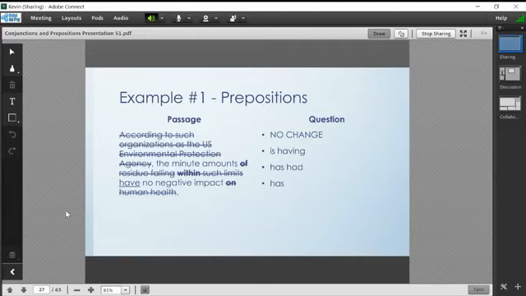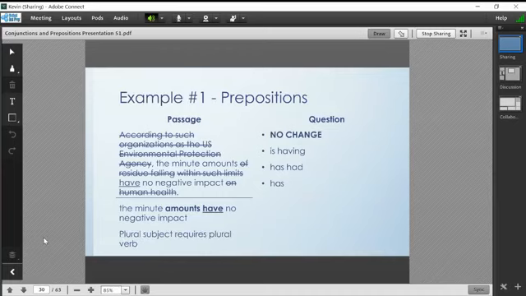So by getting rid of those prepositional phrases, what do I have left? I have the minute amounts have no negative impact. Okay, this is a much easier way to approach the sentence, just by getting rid of a lot of stuff that's just there to confuse me. So by focusing on what I have left, I see that amounts is going to be my subject, have is going to be my verb. Those match up. I have a plural subject with a plural verb. So that's going to be my correct answer, because again, the plural subject does require the plural verb. So this is actually correct as is.